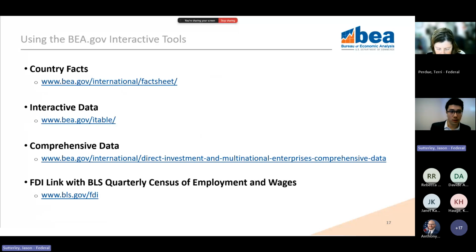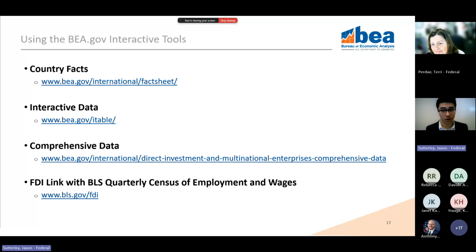So on our website, bea.gov, we can find several different ways to view the data that we've discussed here today. Country facts are summaries of data by country with visualizations and tables that can help users better understand the trade and investment relationship of a particular country.